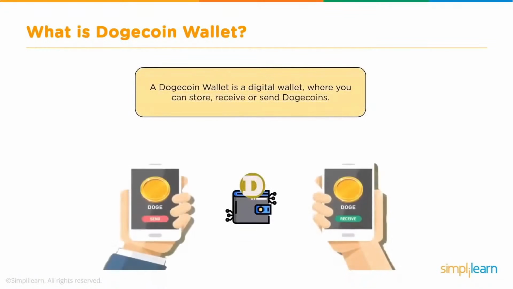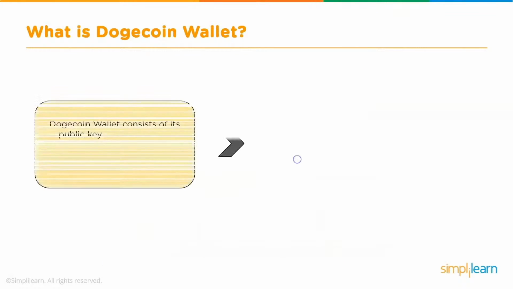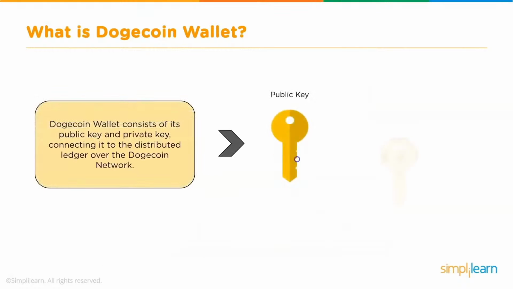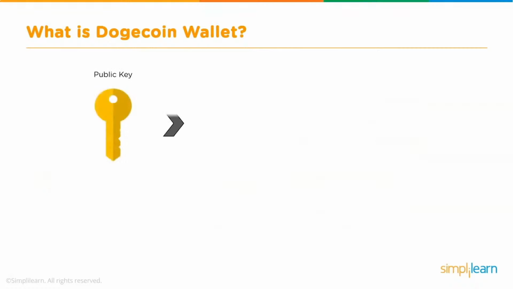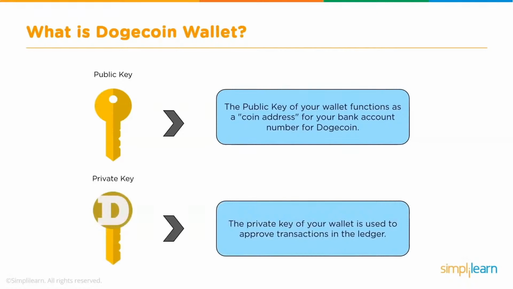A Dogecoin wallet is something where you can store, receive, or send Dogecoins. Technically, it is very similar to a real-life wallet. A Dogecoin wallet consists of its public and private key, connecting it to the distributed ledger over the Dogecoin network. You can use your wallet's public key, which also functions as your coin address, like a bank account number for Dogecoin, where anyone can track the transactions made while maintaining the anonymity of the users. The private key of your wallet is used to approve transactions in the ledger. Your wallet's public key is used to receive Dogecoins from other users.